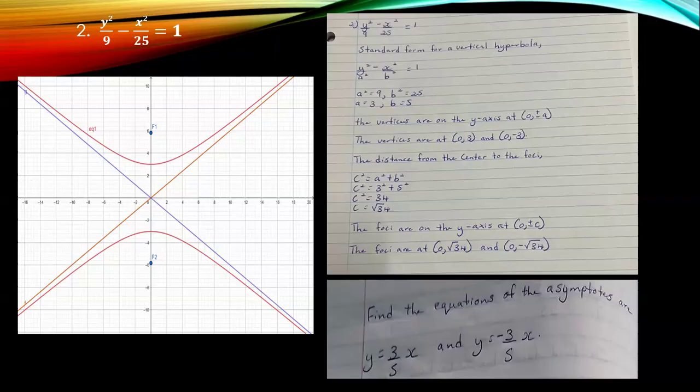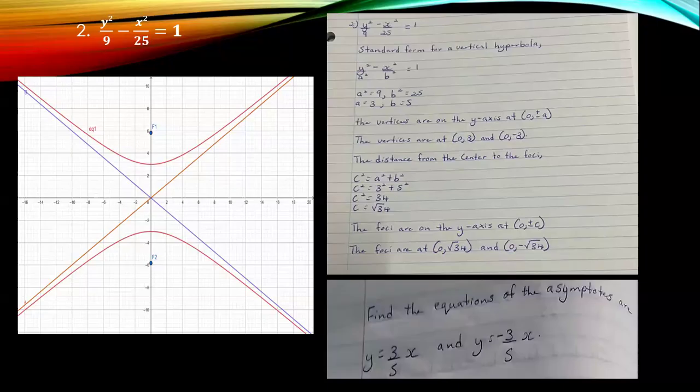To find the foci, we'll need to use the same formula, which is c squared equals a squared plus b squared, and we substitute for a and b. So we have 3 squared plus 5 squared, and that will work out to be 34, and we're going to find the root of that. So the foci are 0, root 34 and 0, negative root 34.